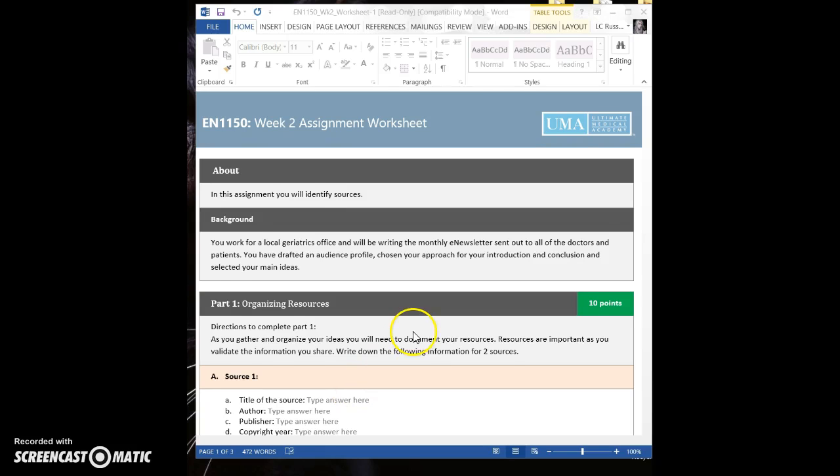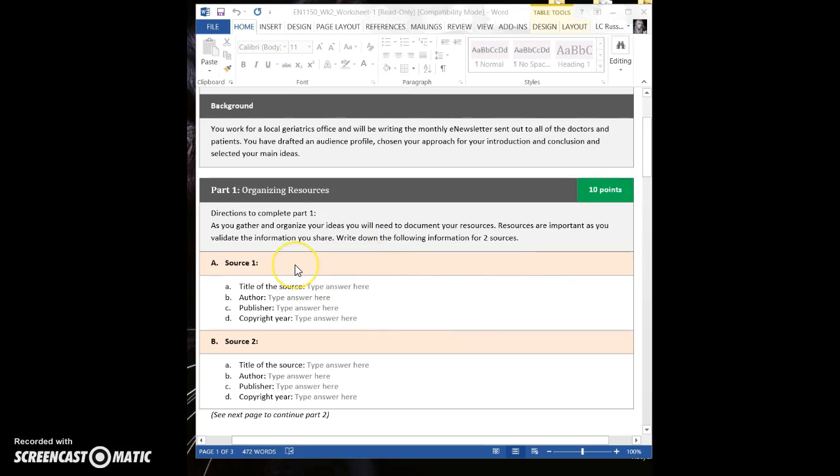Put those sources into a format like this. Source 1 would be the first article that you find. So for instance, we're going to list the title and the author. If there's no author in any of the websites that you're using, and sometimes there isn't an author, leave it blank. List the publisher and the copyright year, and do the same for the second one. So here we're going to type in the type of source. Maybe it's a website, the author's name. If there is no author, leave it blank.